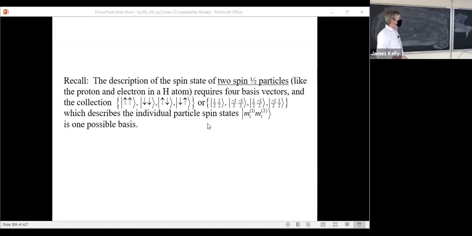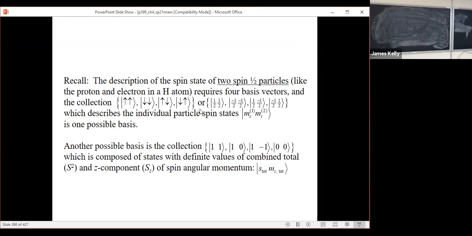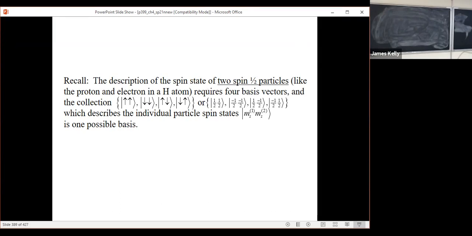So here's where we were. We were imagining we've got a system of two spin 1/2 particles. You can also use this formalism to describe combining spin angular momentum and orbital angular momentum, but here we're just imagining it's two separate particles. So it could be like the proton and the electron in a hydrogen atom. So we've got two particles together.